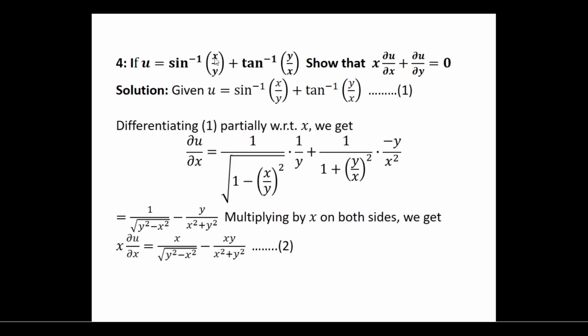If u equals sin inverse of x by y plus tan inverse of y by x, then show that x ∂u/∂x plus y ∂u/∂y equals 0. Here one term is missing, that is y. So the problem must be x ∂u/∂x plus y ∂u/∂y. Okay, make a correction there. It must be y ∂u/∂y. So this is equal to 0.